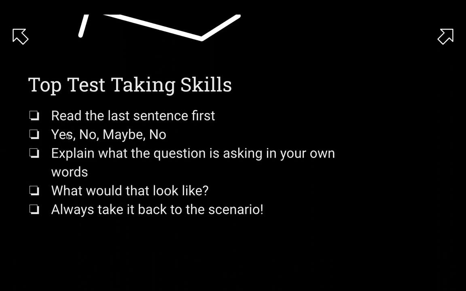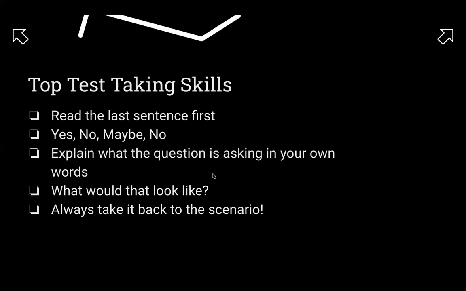We want you to be able to say yes, A is the answer because. The because is important. That's why we say explain the question and the answer in your own words. No, this doesn't work because the scenario says X, Y, or Z. This one might work, but again, the yes is better. So that's kind of our process.